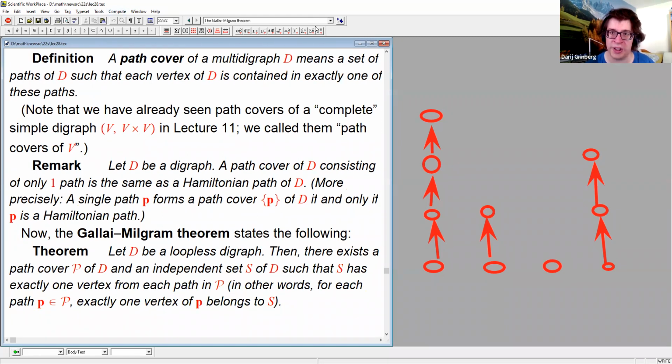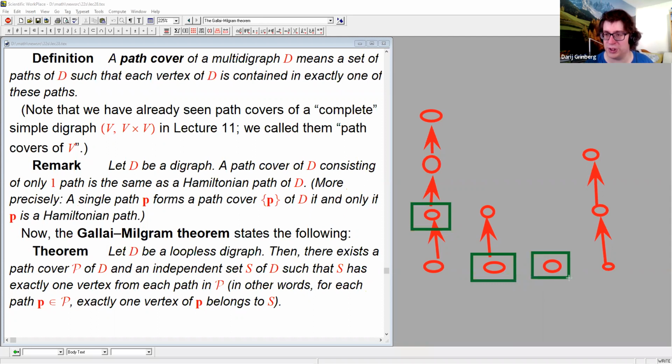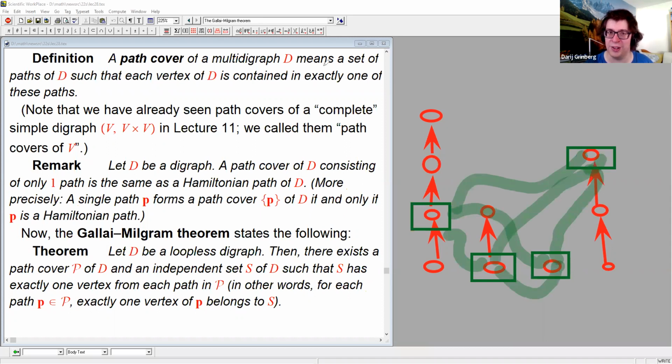So how does this look like? It roughly looks like this. Let me change the colors. It looks like you're picking one vertex from each path. Here, from the empty one, you have, of course, to pick the only vertex. And the claim is that you can do this in such a way that they form an independent set. So you have no arc here, no arc here, no arc here, no arc here, no arc here, no arc here.